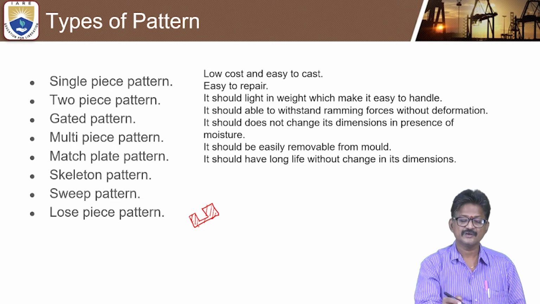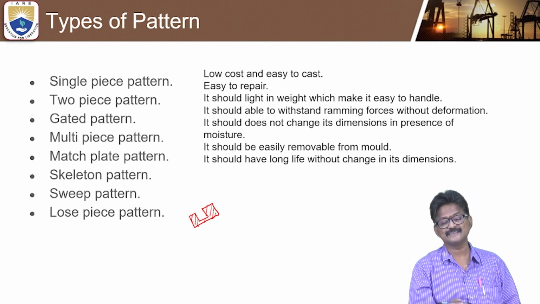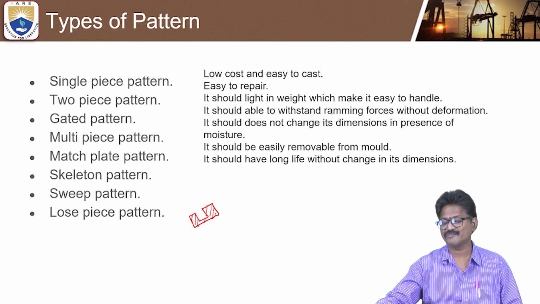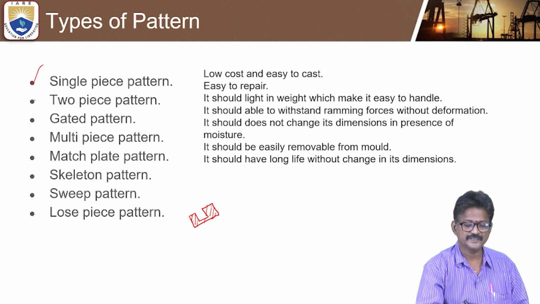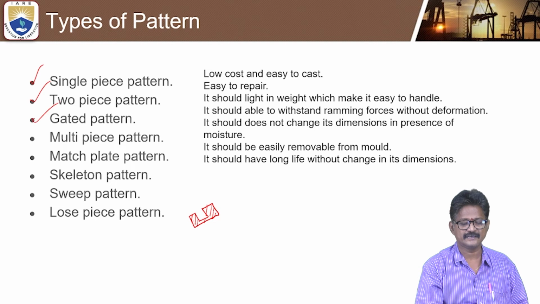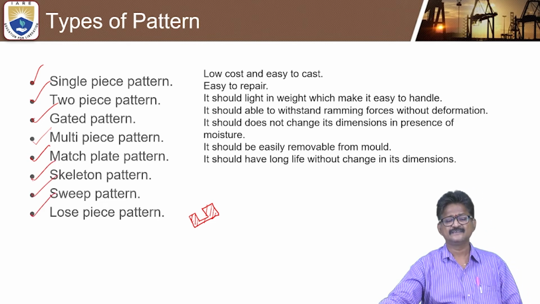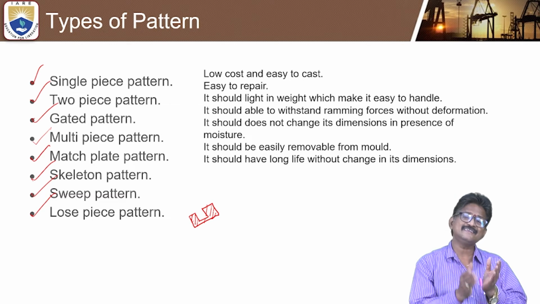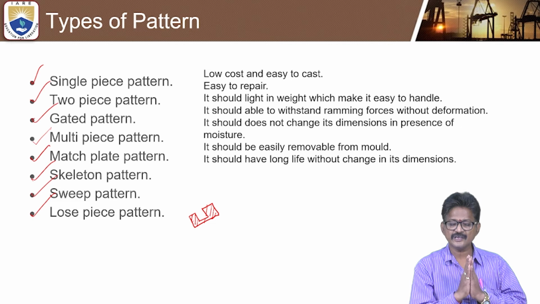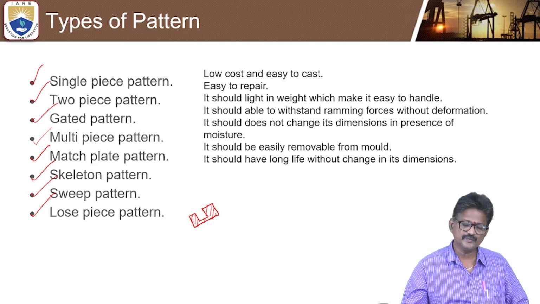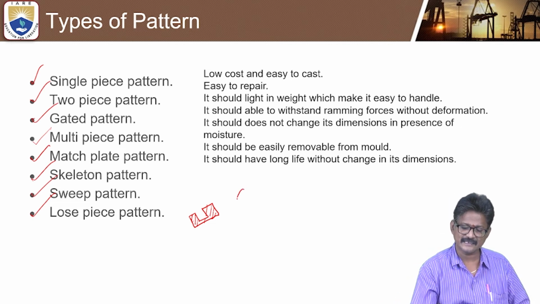But as far as the types of pattern are concerned, there are a number of patterns available, like single piece pattern, two piece pattern, gated pattern, multi piece pattern, match plate pattern, skeleton pattern, sweep pattern, and loose piece pattern. So here each pattern is different from the other. Single piece pattern is only one piece. If it is a two piece pattern, it is like you can see the dumbbell shape.